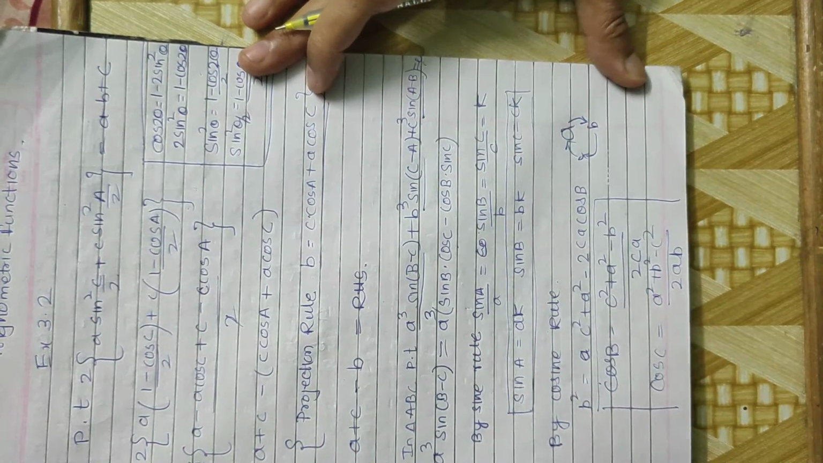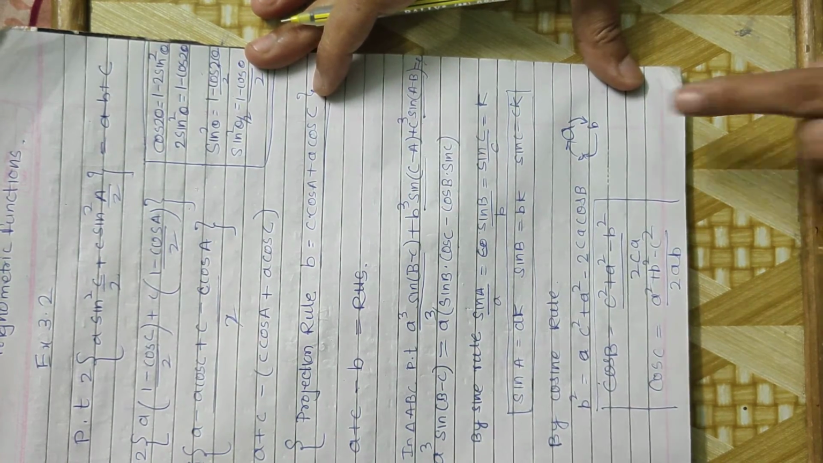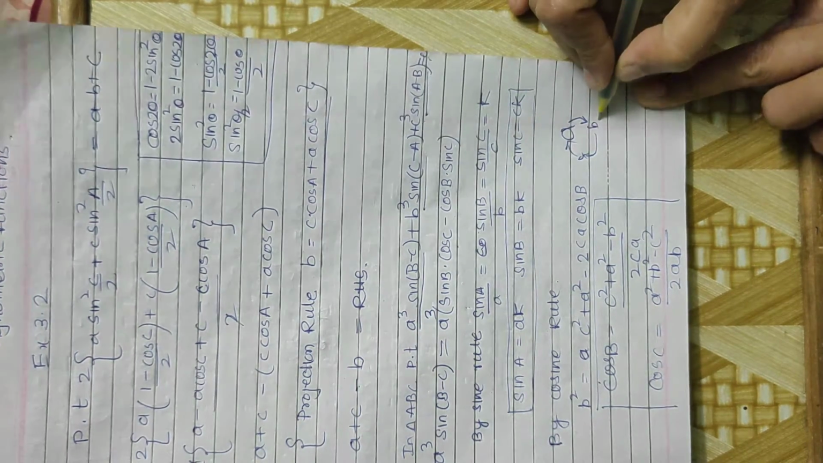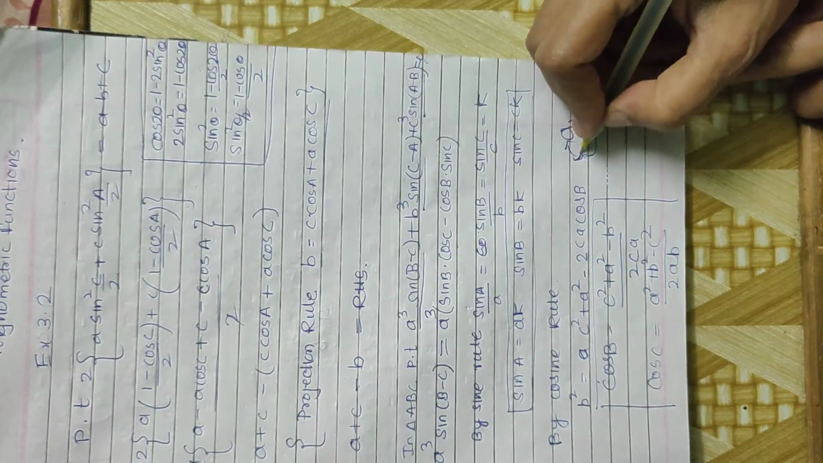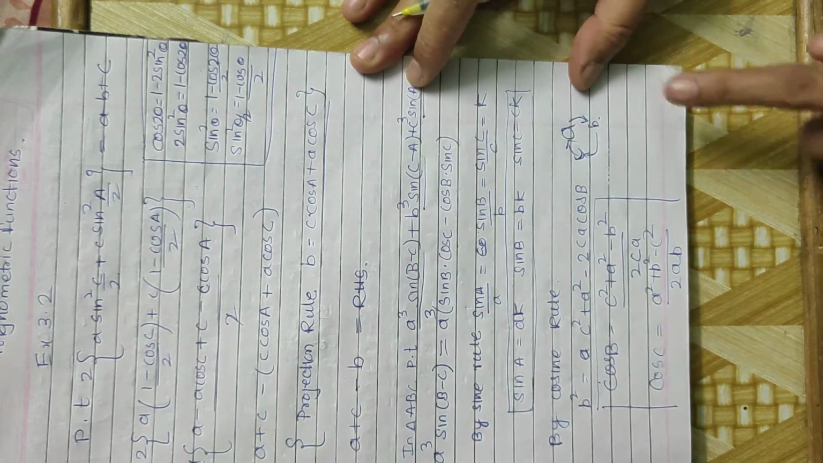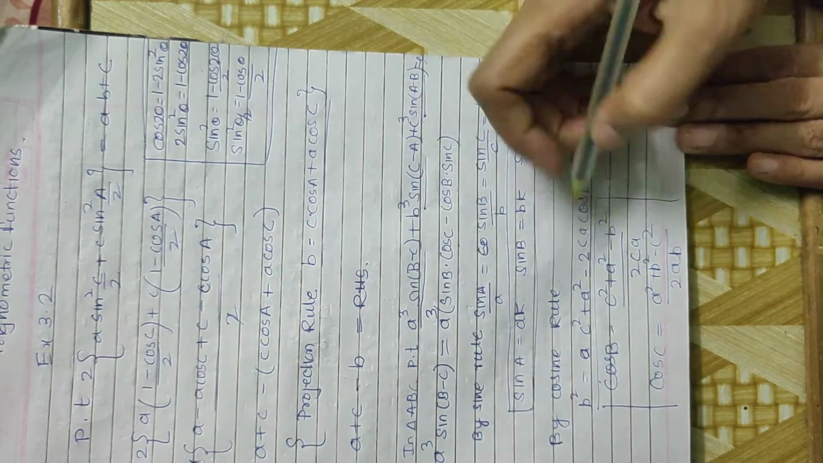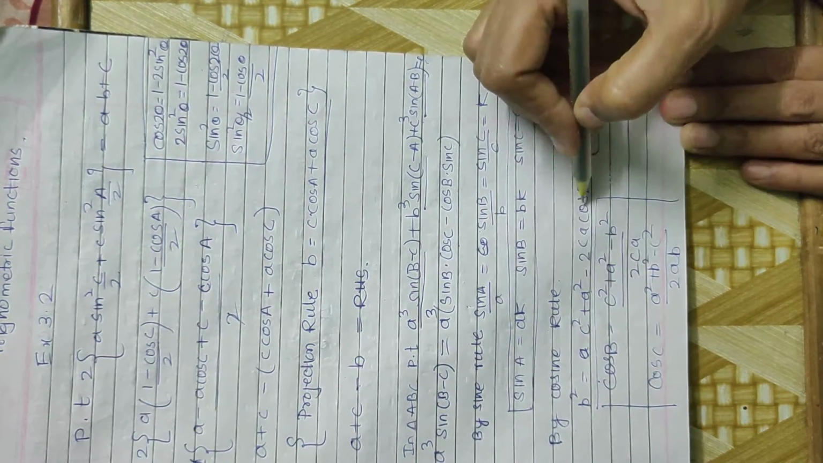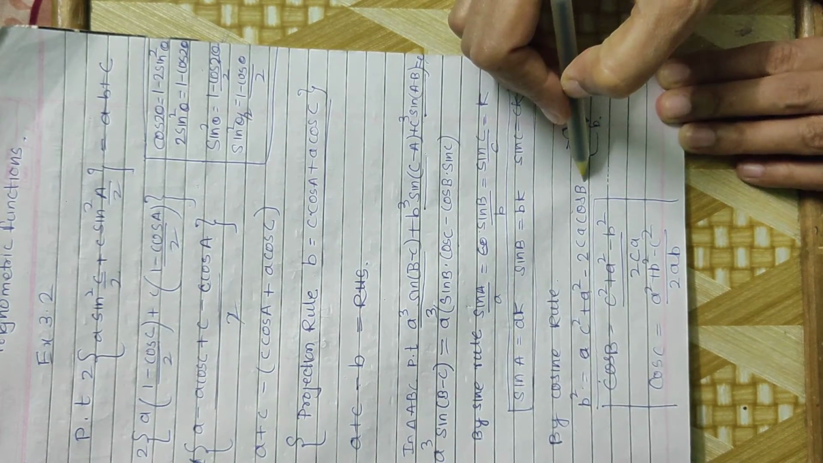So b square is equal to, if we want to write the formula for b square, it is equal to c square plus a square minus 2ca cos b, since b is there, so cos b. In this way I told you to remember.